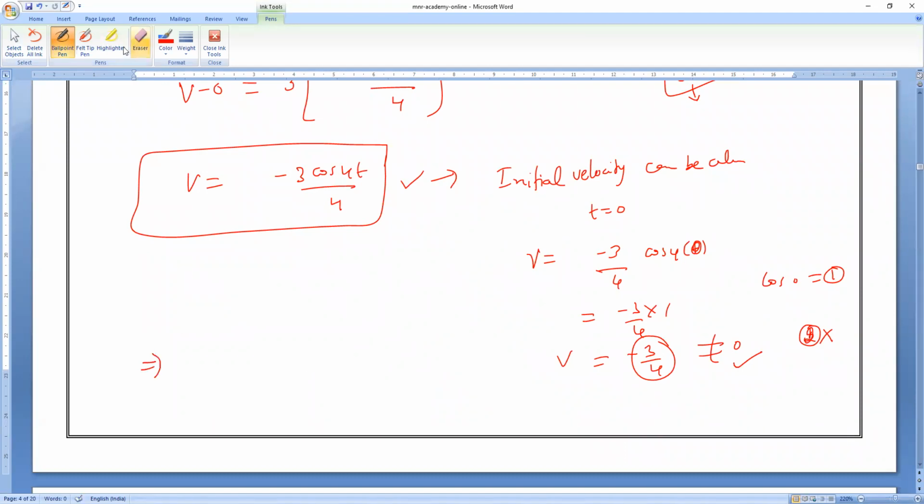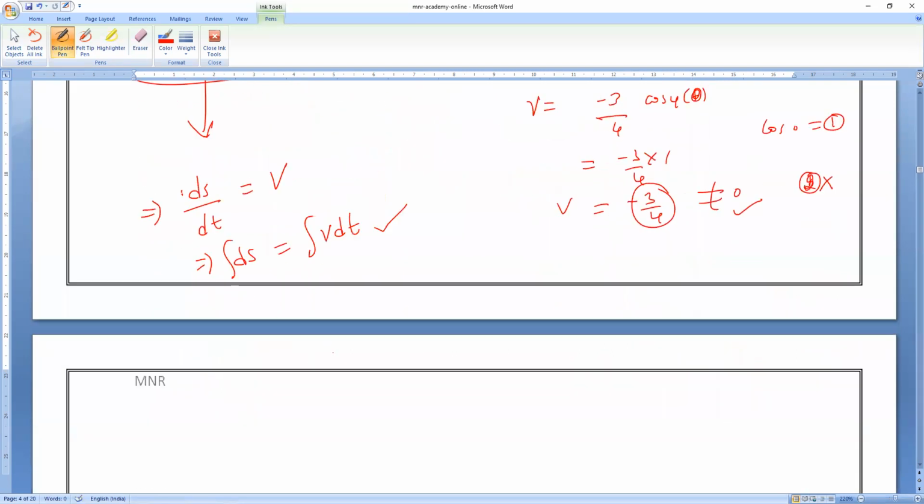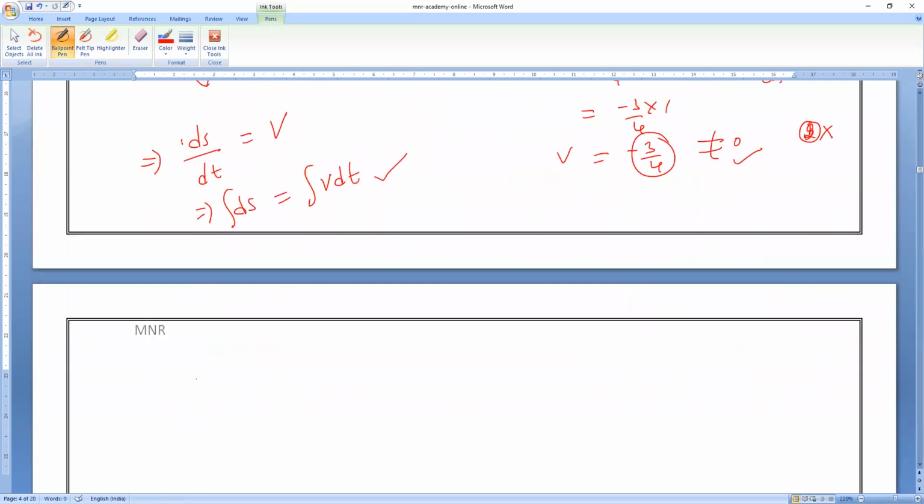Next, we want to check whether the body is coming to the initial position or not. That is option C. So let us verify it now. We all know that V means ds by dt, which is equal to V. So now we want to integrate again. So integration of ds is equal to integration of v dt. Is it right?